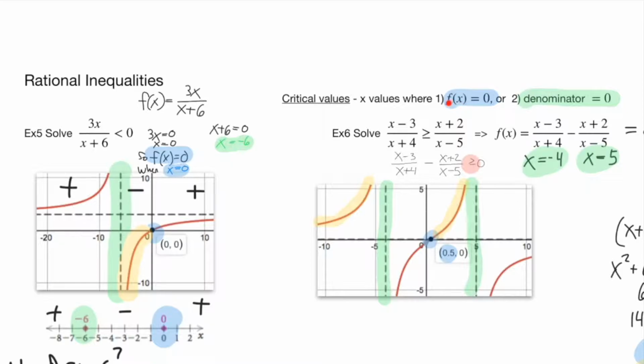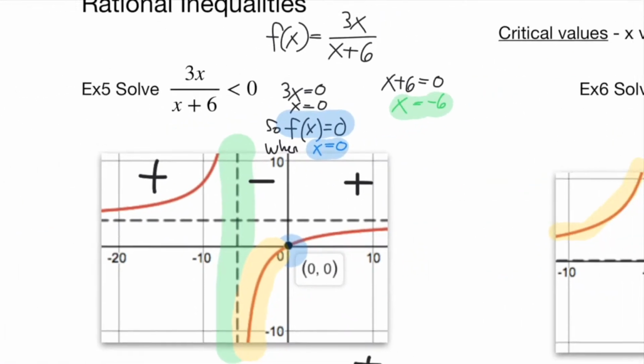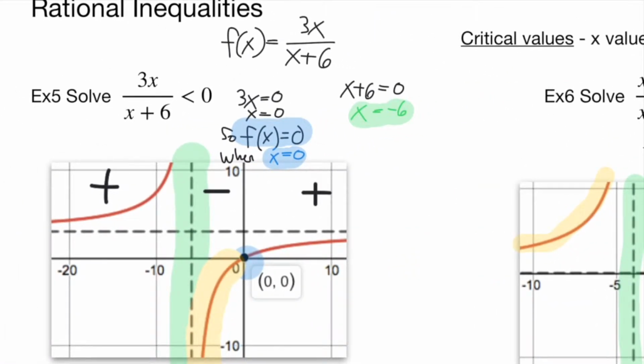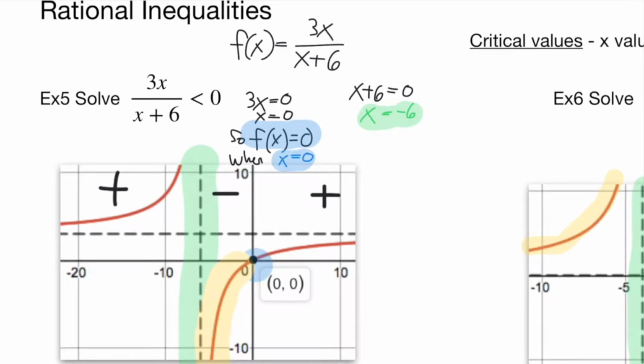Collectively, we're going to talk about these two kinds of parts of the graph as critical values. The critical values are the x values where f of x equals 0 or the denominator will equal 0. So here we can see that f of x is going to equal 0 when 3x is equal to 0 and x is equal to 0. So f of x is equal to 0 when x is equal to 0.